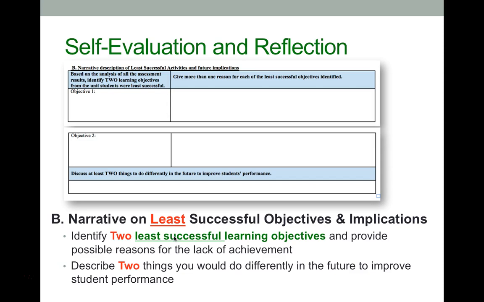In part B, we'll do the opposite. What two objectives did you feel were least successful? Provide some possible reasons for that happening. You can look at basically subgroups to a whole host of reasons, but look at least two objectives that weren't met and what you might do differently in the future to improve. What would change next time you taught this unit.